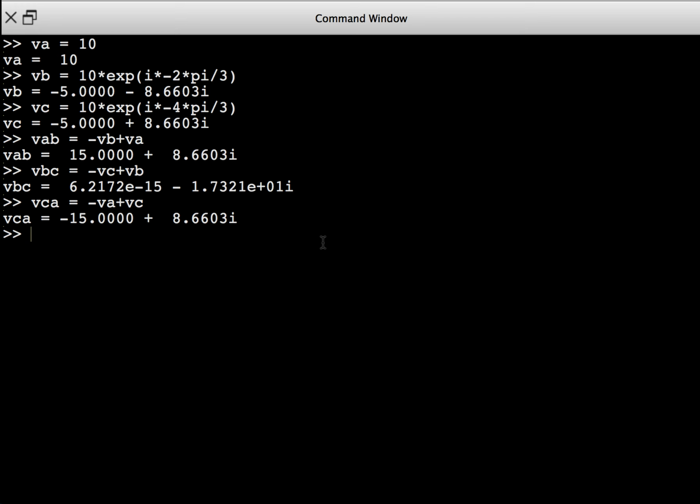So what is the magnitude of VAB? So absolute value of VAB. I also want to get the angle of VAB. So how to get the angle of VAB? For that first I will define it as a matrix. This is just to print the result. Angle of VAB. So that is VAB. This angle will be in radians, so I will convert into degrees by doing this. So 17.321, angle is 30 degrees. This is my VAB.